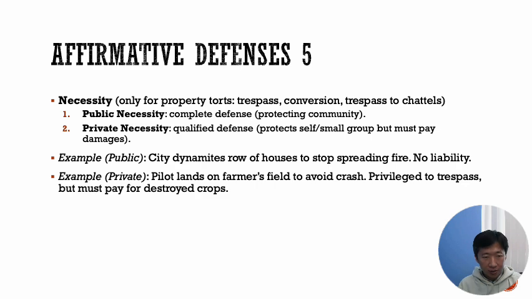The other one is private necessity. This one is a qualified defense. You will not be liable for the trespass you are committing, but you might be liable for the damages. Example: a city dynamites a row of houses to stop a spreading fire. Because this is for public safety, there's no liability. However, a pilot lands on a farmer's field to avoid a crash. This is a privilege to trespass, but the pilot must pay for the destroyed crops.